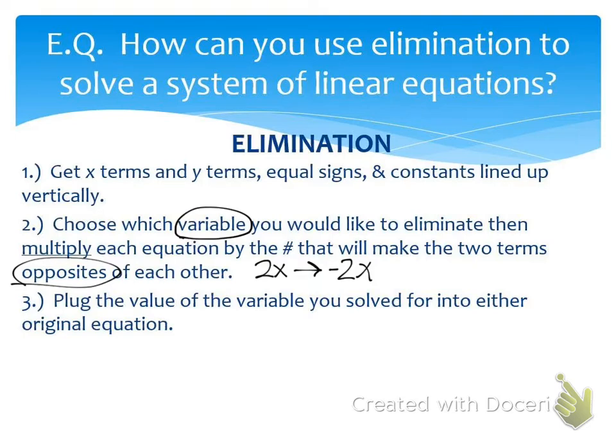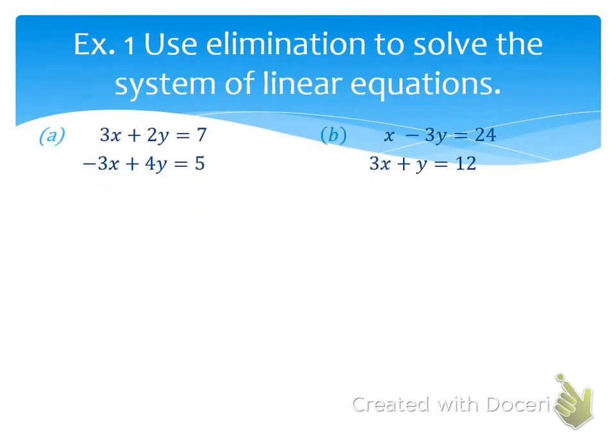Now, once you've solved for whichever variable you left, then you will plug the value of the variable into either original equation. Now, make sure you pay attention to that. Once you solve for either x or y, you're going to take that answer and go back to your original equations, those equations that you didn't multiply anything by, and that's where you're going to plug your answer. All right, now, let's look at example 1. It says use elimination. If it tells me what method to use, I cannot pick graphing and I cannot pick substitution. This tells me to use elimination, so I have to use elimination.